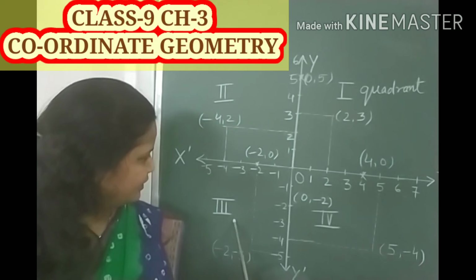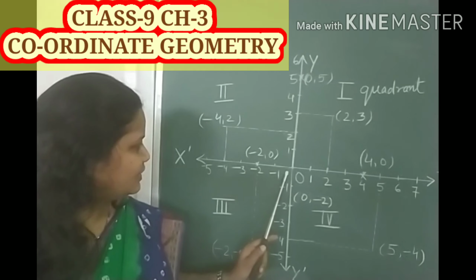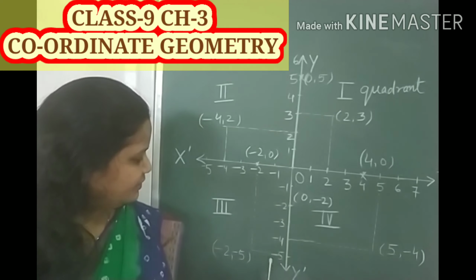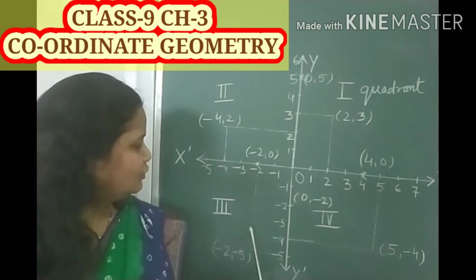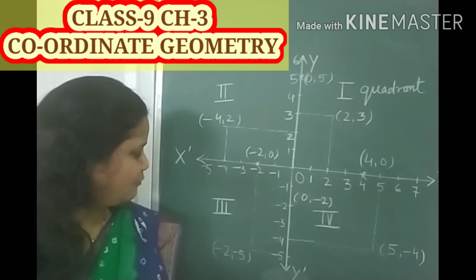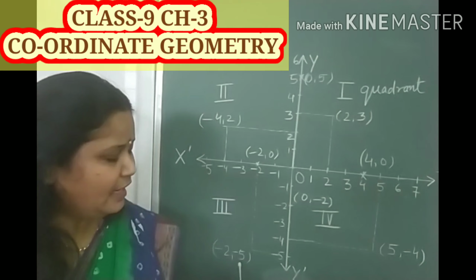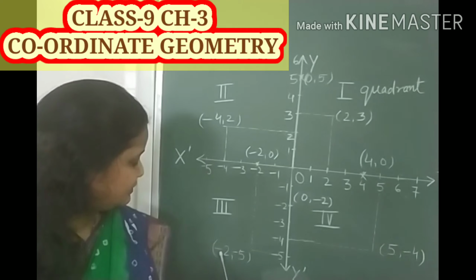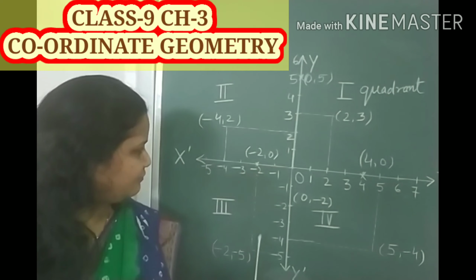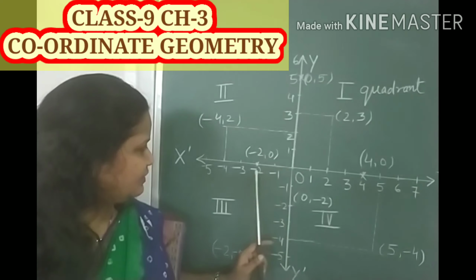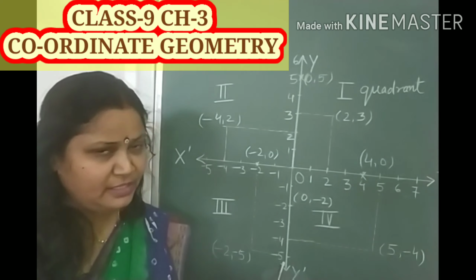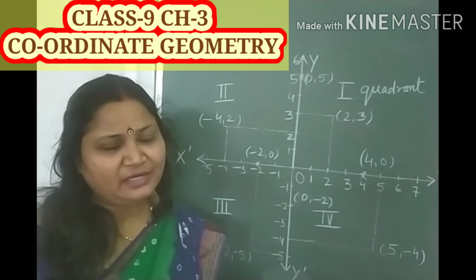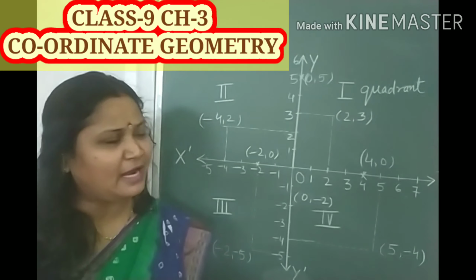Now come to the third quadrant. In the third quadrant, as you can see, the x coordinate is negative as well as the y coordinate. So in the third quadrant, if I denote any point, then both its coordinates will be negative. As you can see in this example, here is a point whose coordinates are (-2, -5). Its x coordinate is negative and y coordinate is also negative. So children, it's quite easy to denote any point in the Cartesian plane.